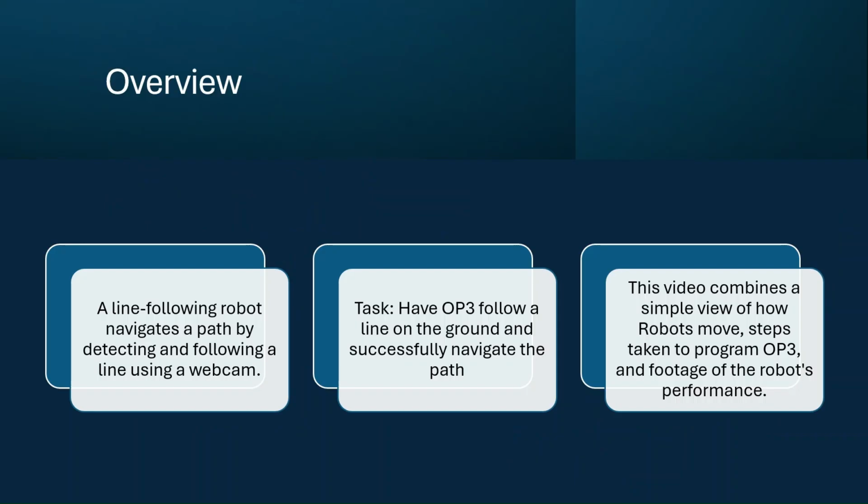Overview. We're given a simple task: to have OP3 follow a line on the ground and successfully navigate the path. This includes a line following robot that will navigate a path by detecting and following the line using the webcam that we have attached to it. This video will combine a simple view of how robots move, steps taken to program OP3, and footage of the robot's performance closer to the end.